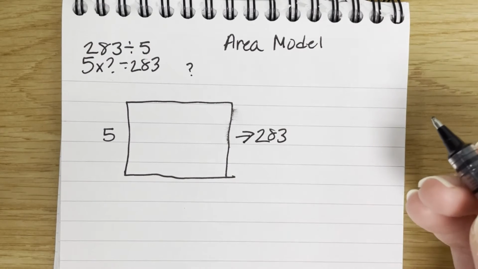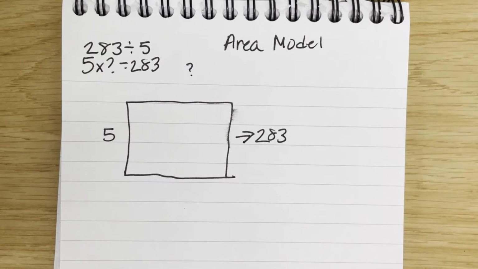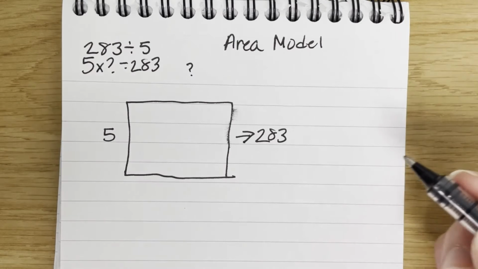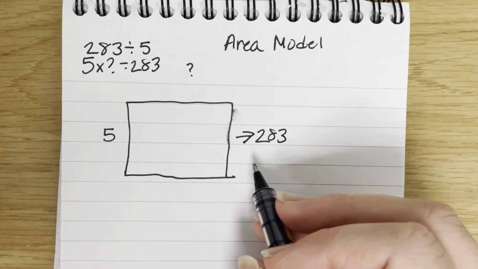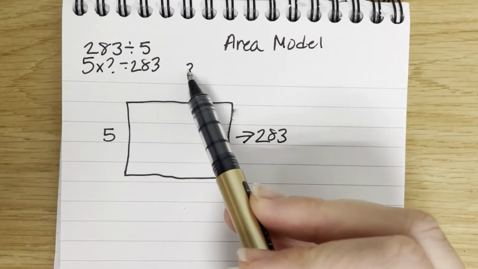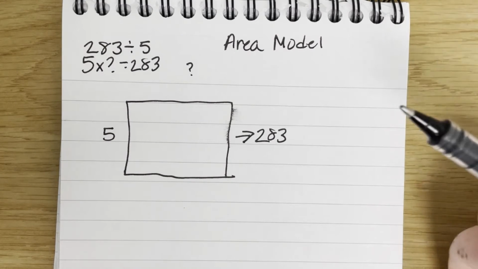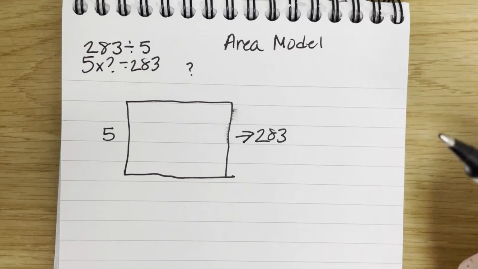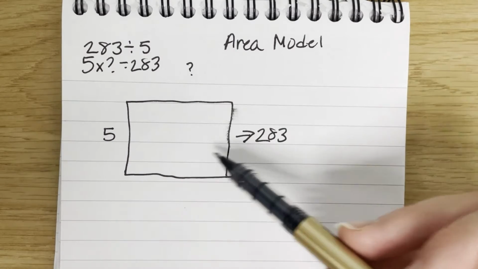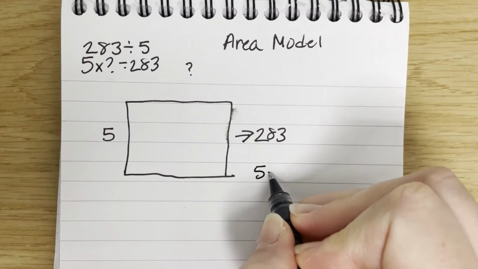The beauty of the area model here is that students can access it even if they don't have a solid understanding of their multiplication facts. So you want to use lots of questioning here. So 5 times something equals 283. Now they're probably not going to know that, so you would ask them, what's something that we can multiply by to get us close? If they don't know, you just start going.